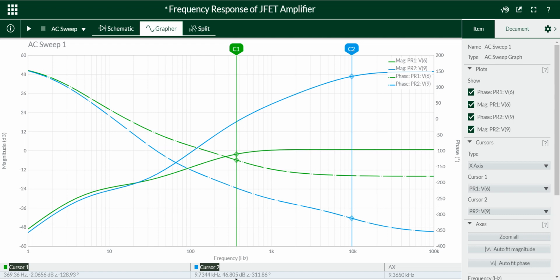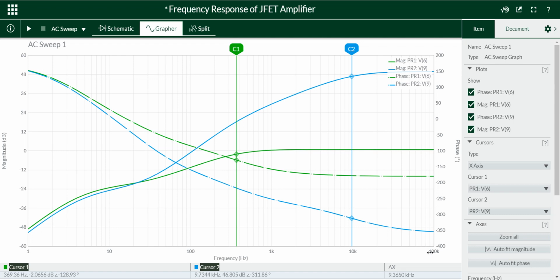.80 is the nearest value. At that point, the frequency is 9.7344 kilohertz. So this is the lower cutoff frequency for multi-stage, 9.7344 kilohertz, and the higher cutoff, if we see the end of the curve, is still 100 kilohertz.